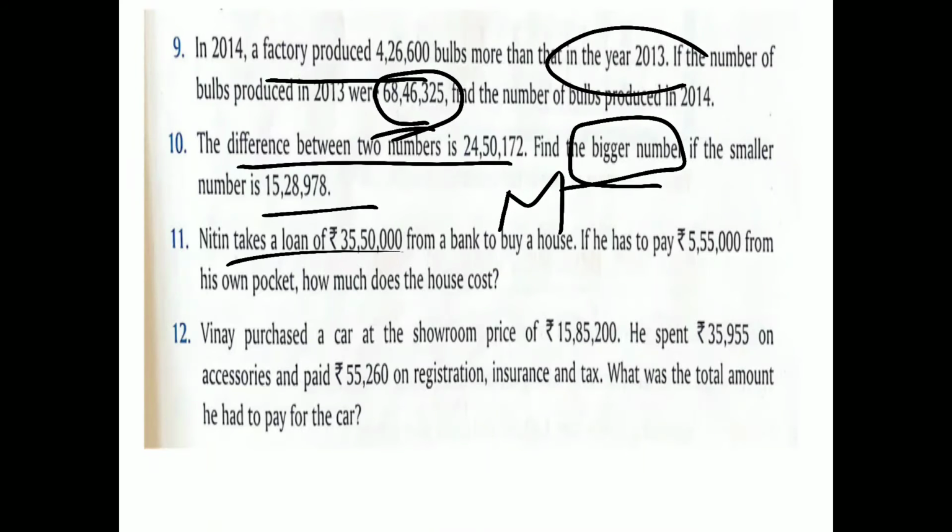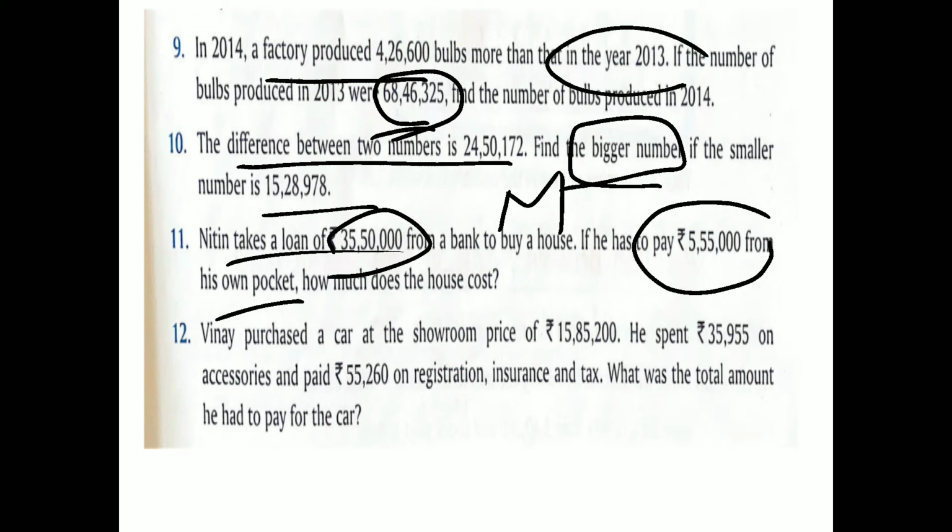Now question number 11, see how we do. Nitin takes a loan. There is a person who has taken a loan from a bank to buy a house, that is 35,50,000. If he has to pay 5,55,000 from his pocket, meaning this much money he has paid, you have to tell how much the house costs. Clear? He has taken the bank amount 35,50,000 and from his pocket he has given 5,55,000.